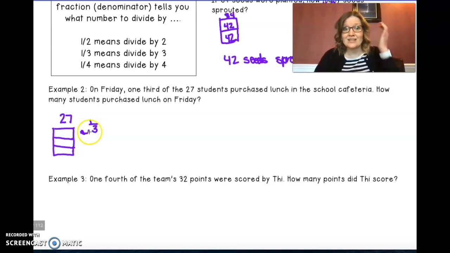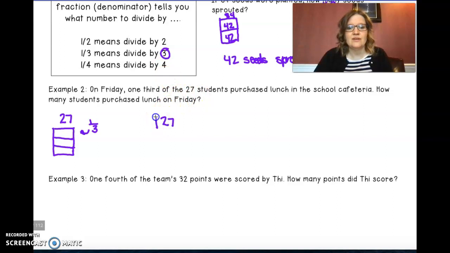And when I see that fraction, it tells me that if I want to find out what 1/3 is, all I need to do is divide by 3. So I say 27 divided by 3 is 9. And that's because I know my math facts. So each third is going to be 9 students. 9 students, 9 students. So we're going to just say 9 students purchased lunch.